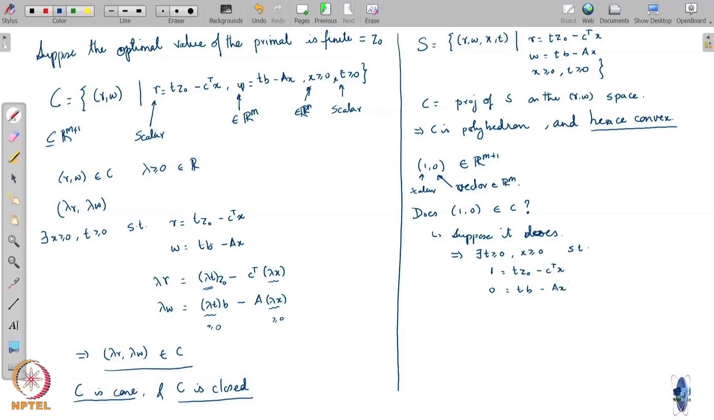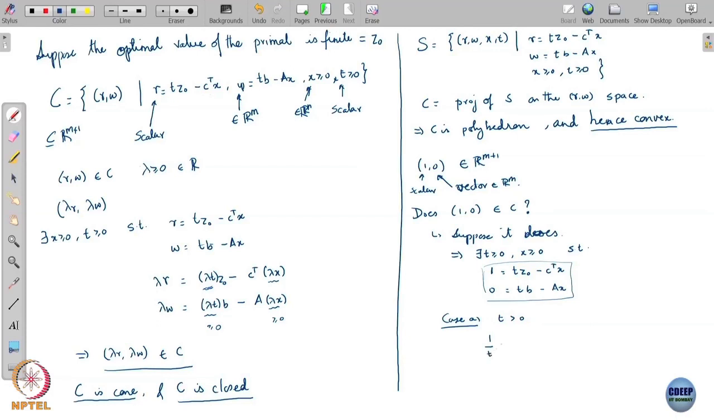Right. Now, here again, if 1, 0 belongs to C, then it means that you can find t greater than or equal to 0 and x greater than or equal to 0 that satisfy these equations. Now, let us take two cases. So, case A, suppose that the t that you got is positive. If the t that you got is positive, then I can divide throughout by t.